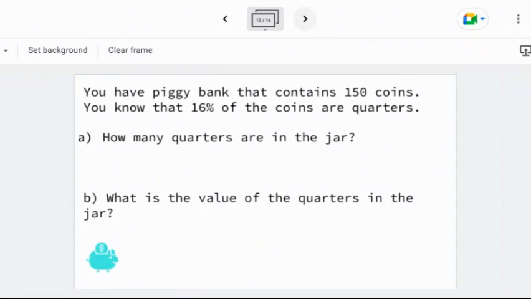How about you have a piggy bank? That sounds better. That contains 150 coins. So that's all the coins in there, 150. You know that 16% of the coins are quarters. So 16% are quarters. Our question says how many quarters. So this one's quarters. What we don't know is quarters. So those match up. So we know subtraction is needed.